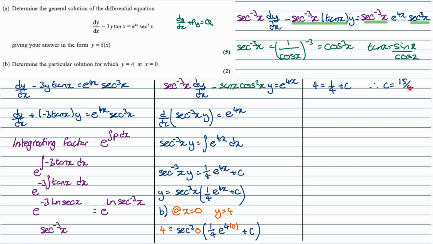We'll substitute this back into our function for y, and then we'll factor out the quarter. So we get y will equal sec cubed x over 4 multiplied by e to the 4x plus 15.